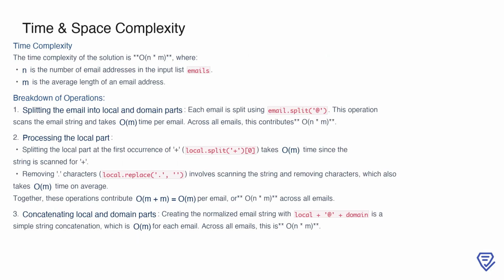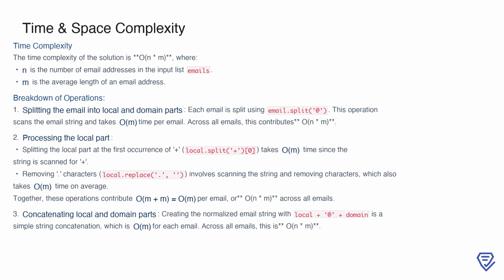The time complexity of our solution can be understood by analyzing the operations performed on each email in the input list. First, splitting the email into its local and domain parts involves scanning the string, which takes O(m) time for an email of length m. Over n emails, this step contributes O(n*m) to the time complexity.